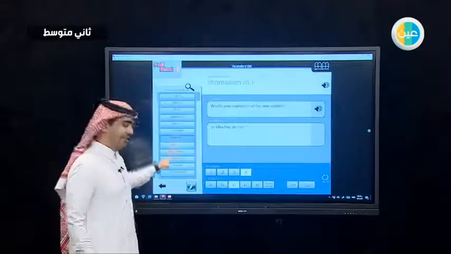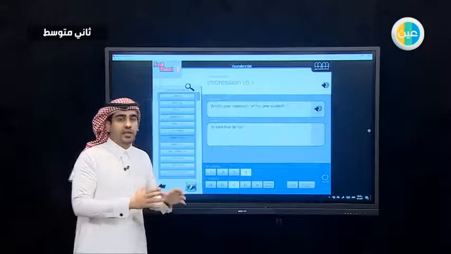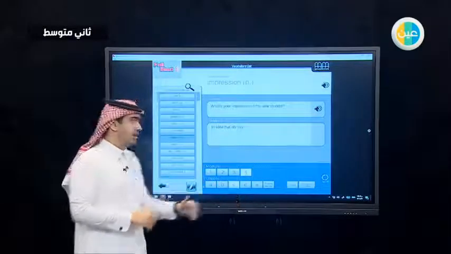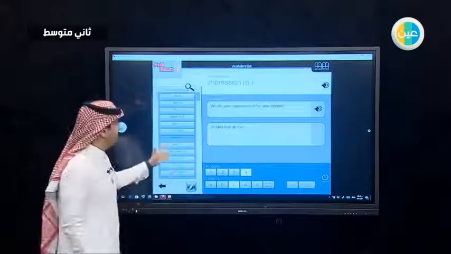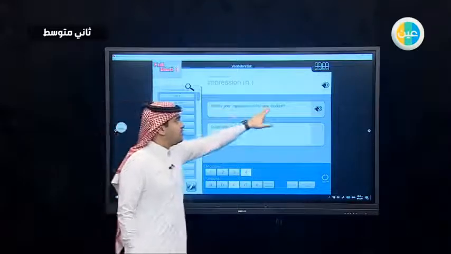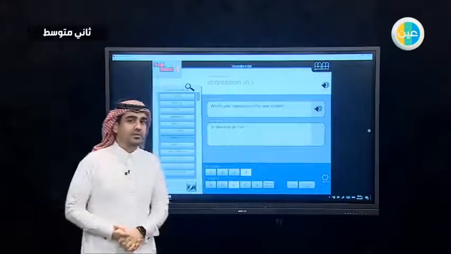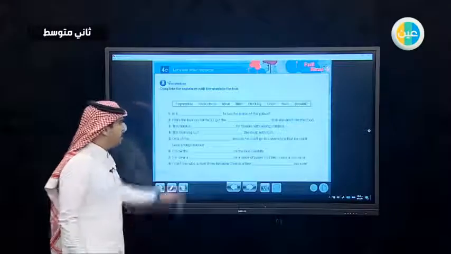The word impression is defined as an idea you have about a person or about something. In Arabic, we can say one word: انطباع. Impression means انطباع. This is an example: What's your impression of the new student? Now let's go back to the lesson and do the activities.